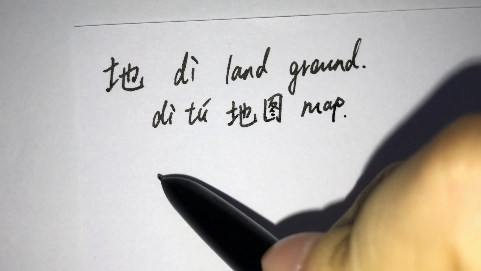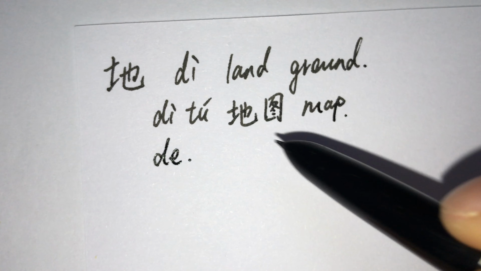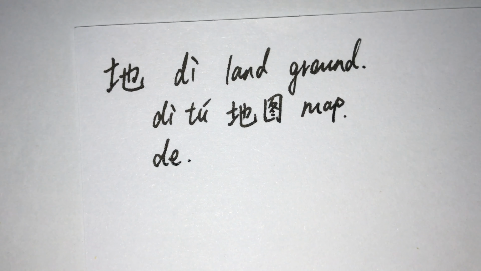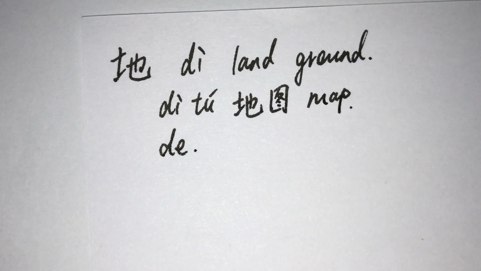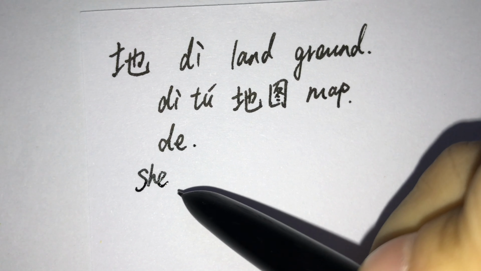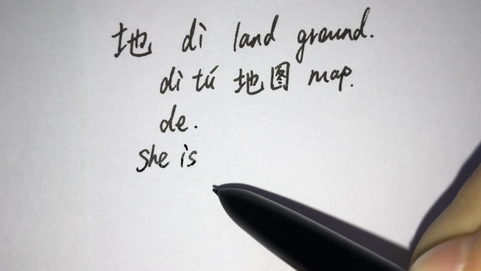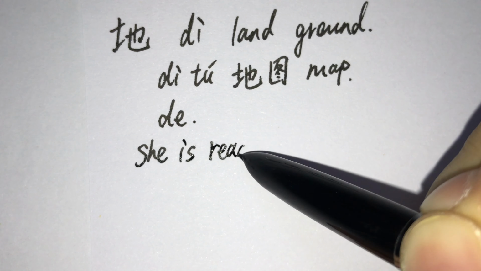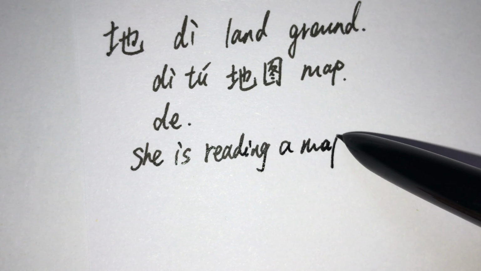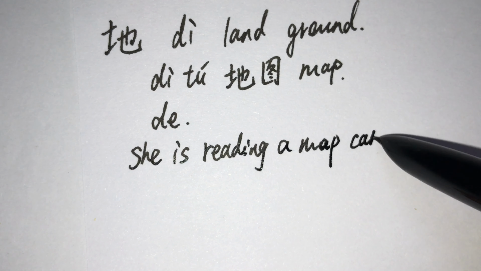Sometimes it is 的. It is a structural particle used before a verb or an adjective. Now check this sentence. She is reading a map carefully. She is reading a map carefully.